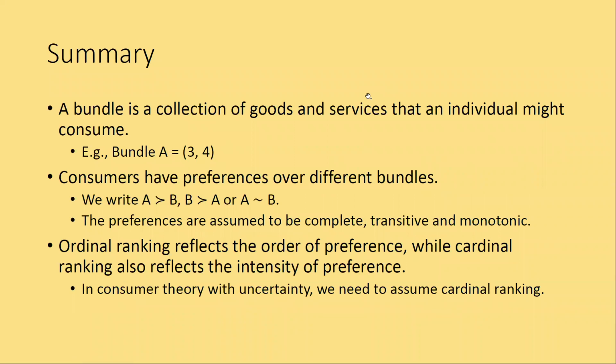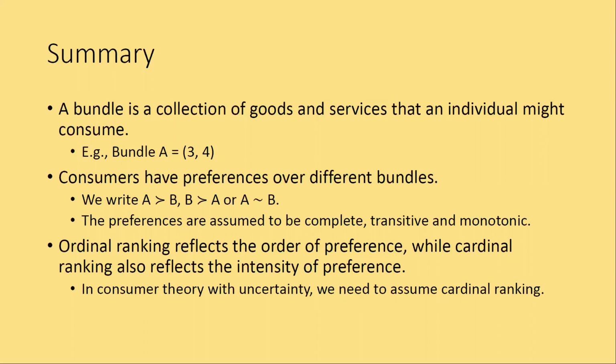So this is the summary of chapter 3.1. We first defined what a bundle means. A bundle is a collection of goods and services that one might consume. And when we know the underlying goods we are talking about, for example, food or clothing, or good X and good Y, we can write it as simply as bundle A equals (3, 4), which means 3 units of good X and 4 units of good Y.